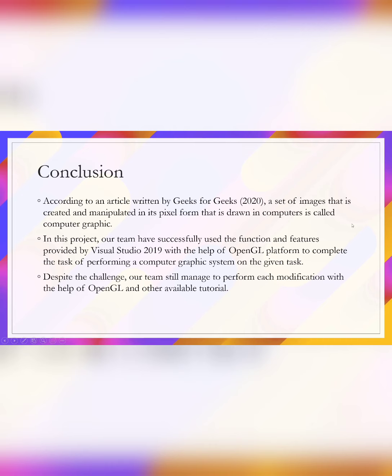As a conclusion, according to an article written by Geeks for Geeks 2020, a set of images that is created and manipulated in its pixel form that is drawn in computers is called computer graphics. In this project, our team has successfully used the functions and features provided by Visual Studio 2019 with the help of the OpenGL platform to complete the task of performing a computer graphic system on the given task. Despite the challenge, our team still managed to perform each modification with the help of OpenGL and other available tutorials.